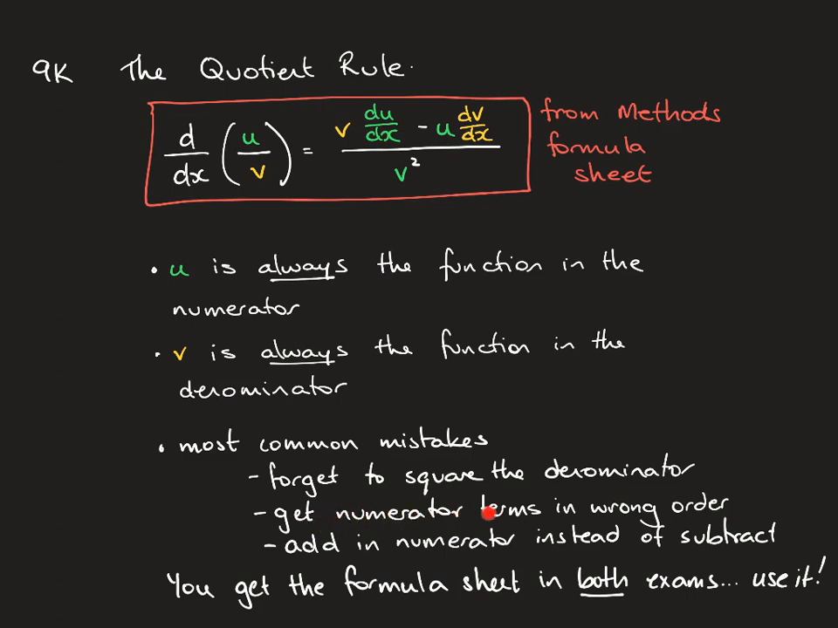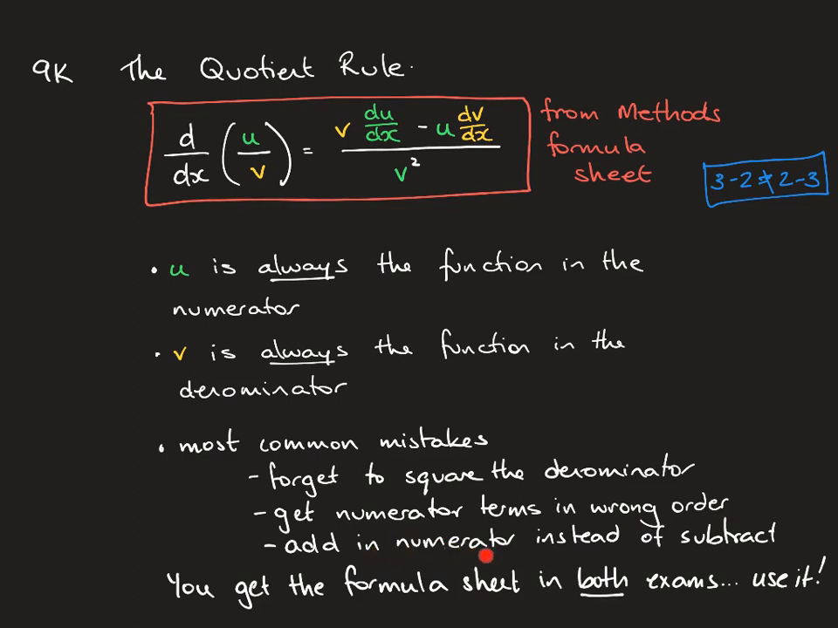Getting the numerator terms in the wrong order. So you can see here we've got v du dx minus u dv dx. Now, with subtraction, you can't swap these two things around. Okay, subtraction is really important that you get in the right order because 3 minus 2 is not equal to 2 minus 3. You must get them in the correct order. Okay, so that's the second most common mistake.